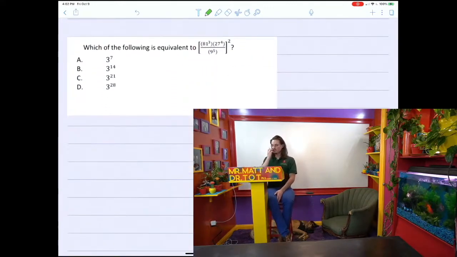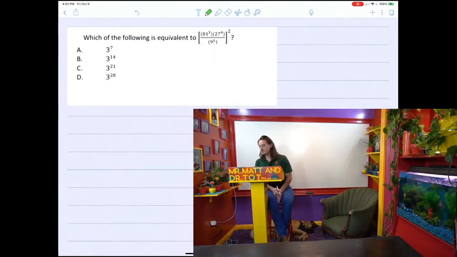So which of the following is equivalent to the quantity 81 cubed times the quantity 27 to the fourth power, quantity divided by 9 to the fifth power, whole quantity raised to the second power? So just make sure that that squared goes to everything before you touch anything in the numerator or denominator. Okay, I'll give you 3 minutes and then we'll review.